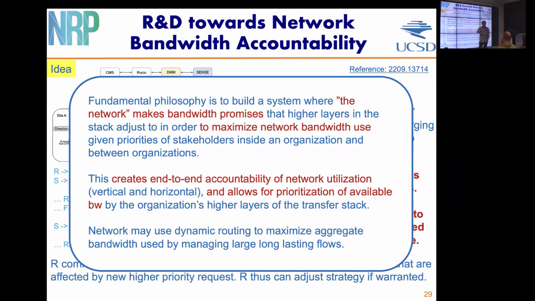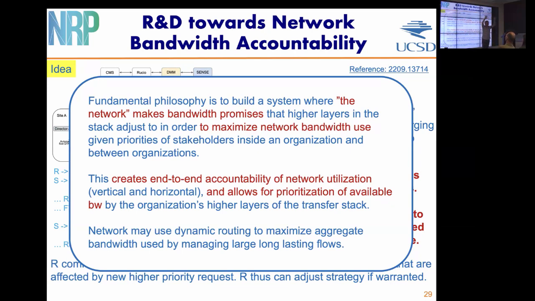And so we have to build for moving exabytes around. If you want to move exabytes around, you can't commission over-provisioning by factors of 10 anymore. That doesn't make any sense. And so I want to build a fundamentally different internet. I want to build an internet where the fundamental philosophy is to build a system where the network makes bandwidth promises up the stack.